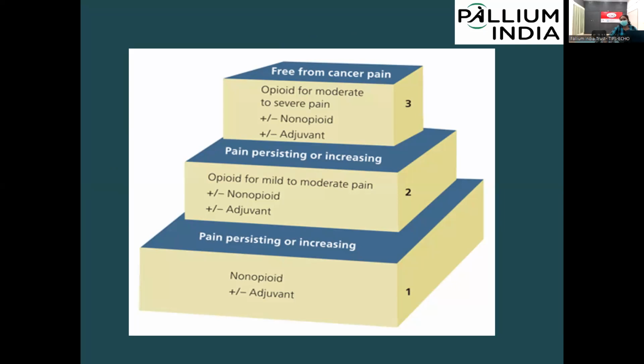And the second step is to treat moderate pain. And you can see opioids for mild to moderate pain is an addition there, in addition to step 1. And the third step is for severe pain, and opioids for moderate to severe pain, that is adding to step 1.